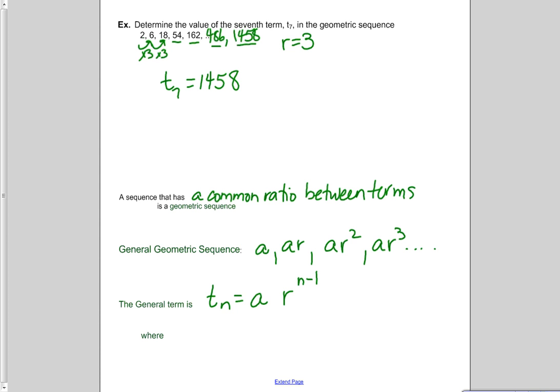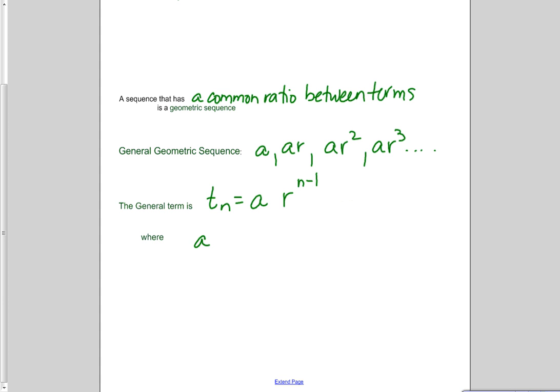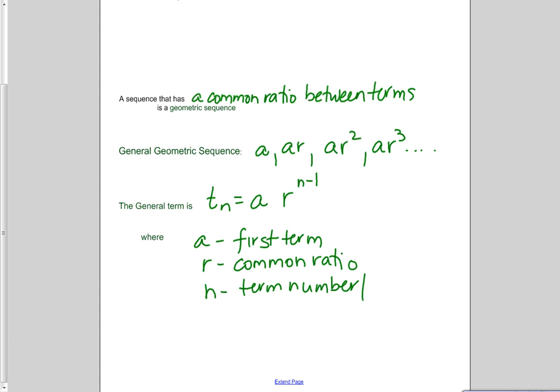These should look familiar, where A is the first term, R is the common ratio, N is the term number or position, so the third term, Tn is the value of the nth term. We call this the general term.